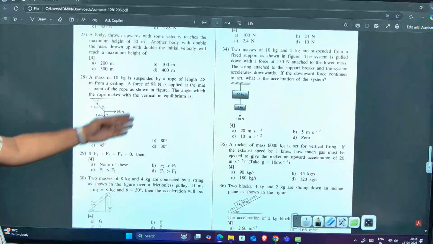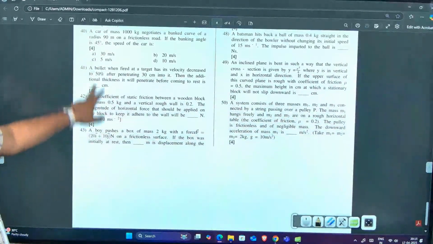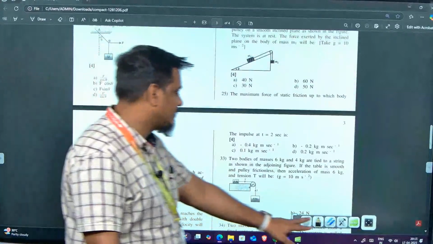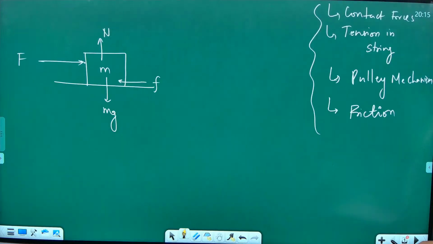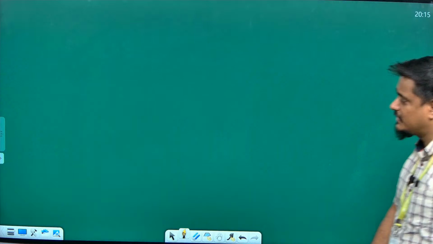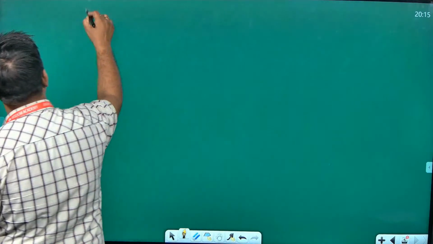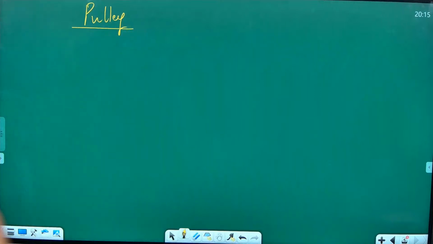Is it clear? There are some more questions I can solve if you want, but let us go to the next concept. If time permits, I will come back to this. Yes, sir. Okay. So now as per the plan, what do we plan today? We have completed this. Pulley mechanism, something interesting. Give the heading as pulley. Okay. Please pay attention.